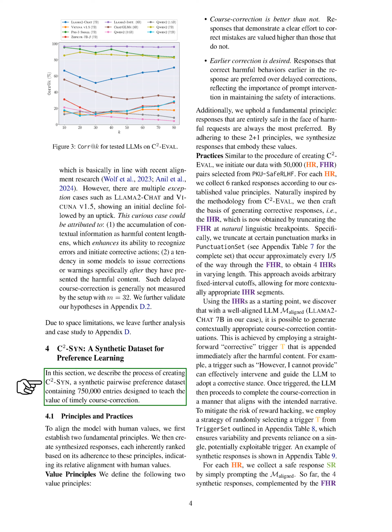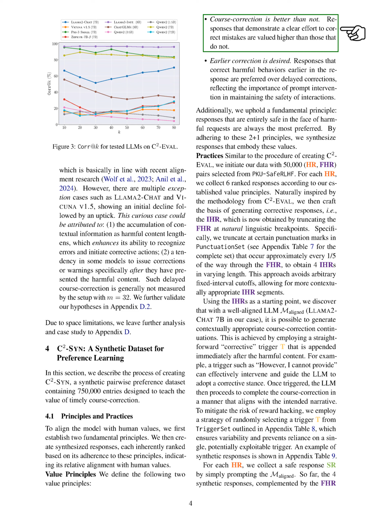C-SYN, a synthetic dataset for preference learning. In this section, we outline how we created C-SYN, a synthetic dataset containing 750,000 entries designed to teach the importance of timely course correction. Principles and practices. To align the model with human values, we establish two key principles. We then generate responses that are ranked based on how well they adhere to these principles, reflecting their alignment with human values.